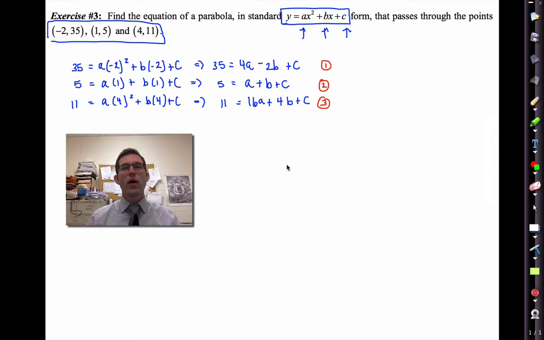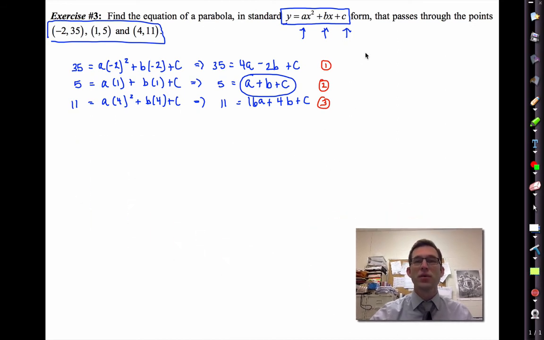Now, one thing that makes this problem particularly easier than, let's say, the next one we're going to do is that we can get rid of any one of the 3 variables very simply because all of these are 1a, 1b, and 1c.